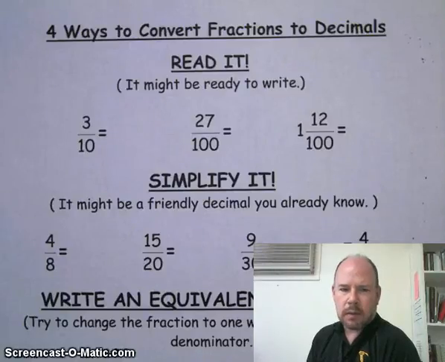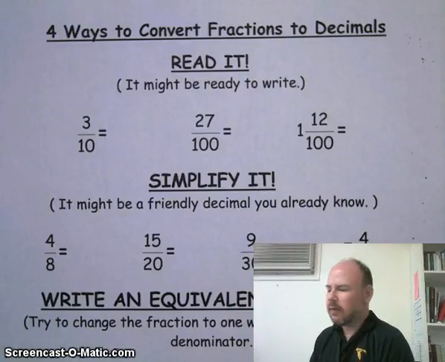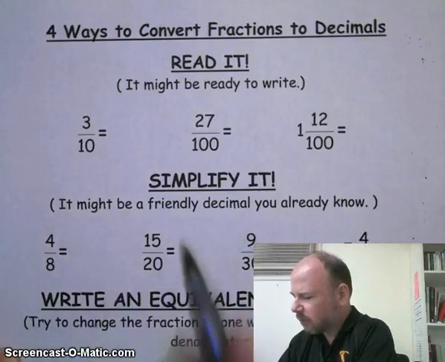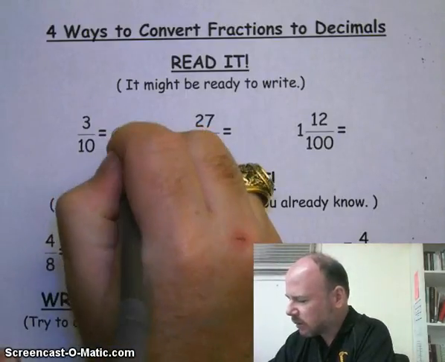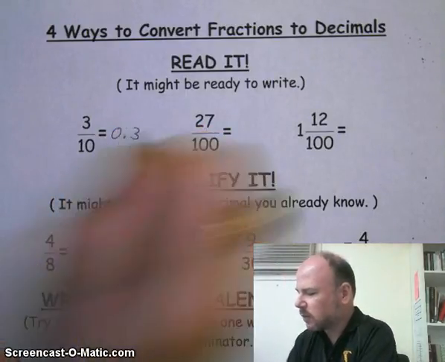Okay, there are four ways you can convert fractions to decimals. One, just look at the name. Read the fraction. It'll say the name of the decimal. 3/10. If you have 3/10, 3/10 is 3/10. 3/10 the fraction, 3/10 the decimal.